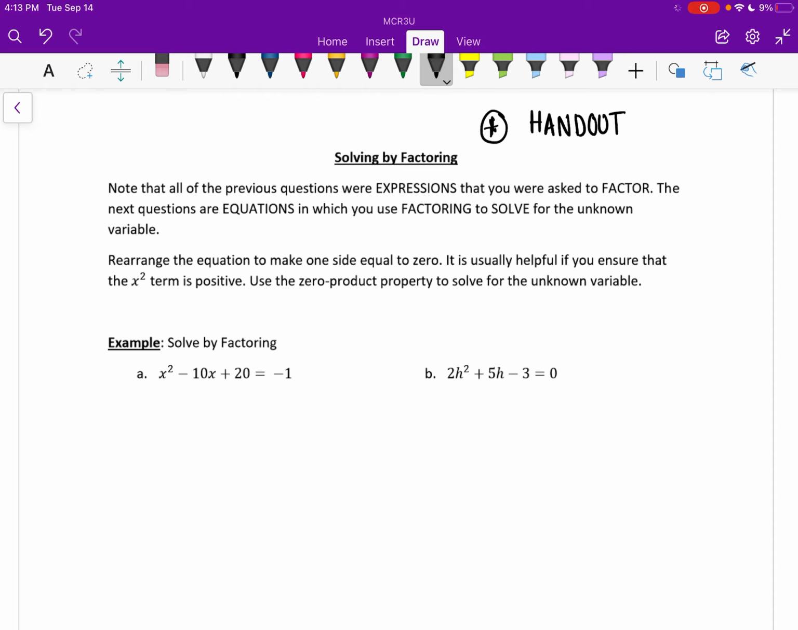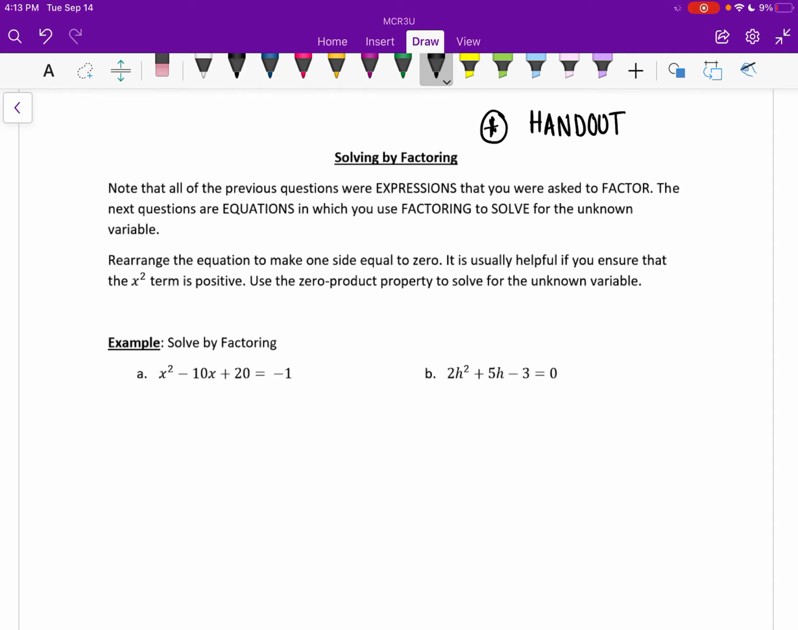So one thing I want us to note when we're solving by factoring and not simplifying by factoring: solving by factoring you can only do when you have something that has an equal sign in it, right? So notice that all the previous questions were expressions. You were asked to factor them. The next questions are equations in which you use factoring to solve for the unknown variable.